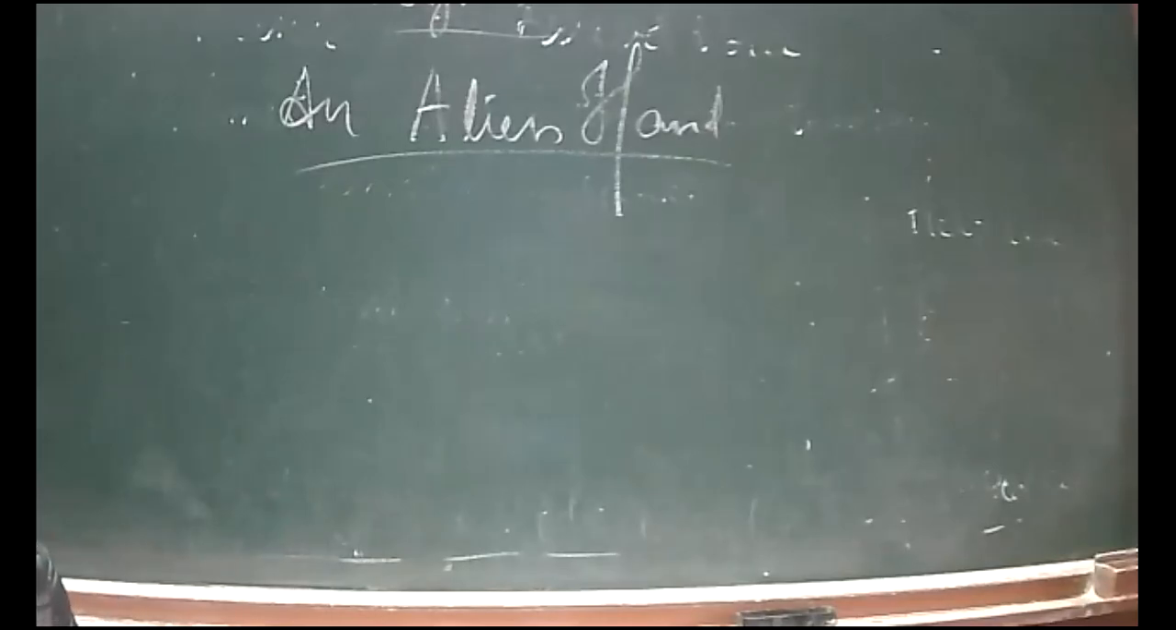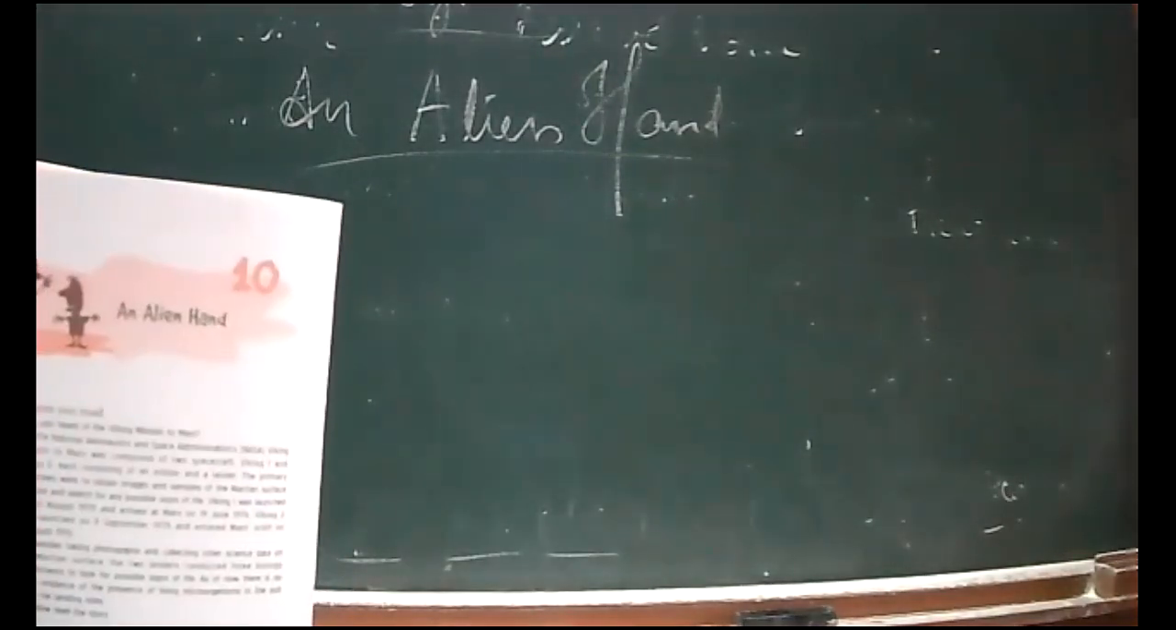Class 7, as you know that we have done the previous chapter, and after that we have done the topic of voice, in which you have learned about how to change active into passive. And now today we are going to start with the last chapter of this book, that is Alien Hand.